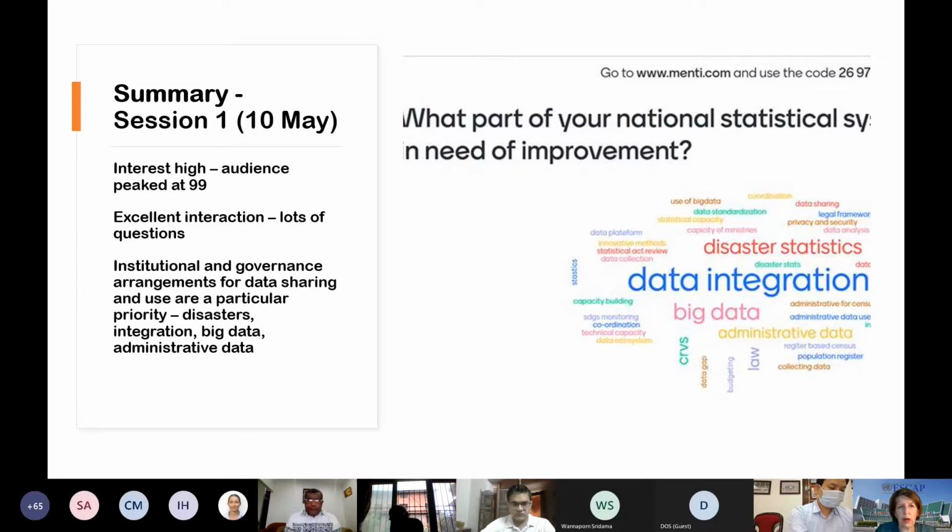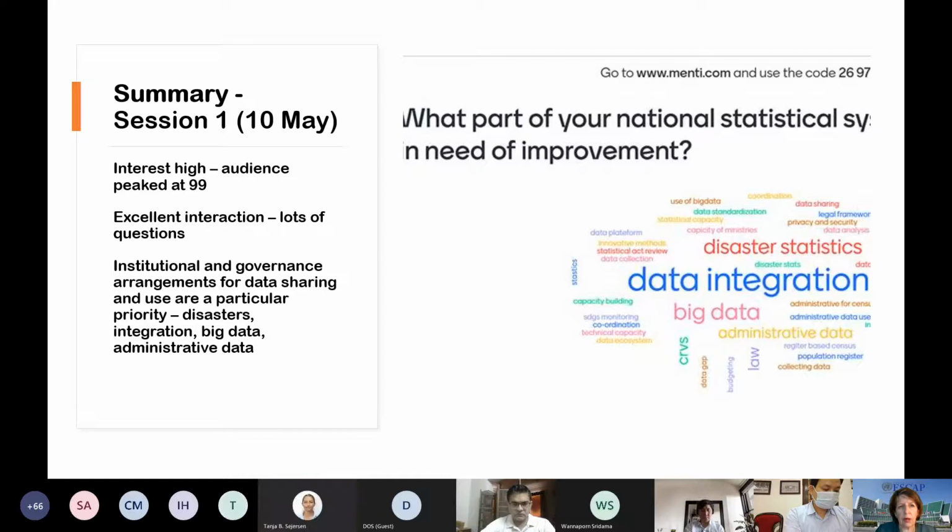So I just wanted to highlight that these were the 4 areas that were identified as most in need of improvement in your statistical systems. And I think these all go to the heart of institutional and governance arrangements, particularly around data sharing and around data use for official statistics.